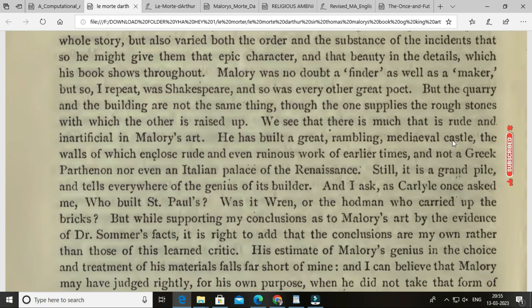He has built a great rambling medieval castle, the wall of which enclosed rude and even ruinous work of earlier times, and not a Greek Parthenon nor even an Italian palace of the Renaissance. Still, it is a grand pile and tells everything of the genius of its builder. And I ask, as Carlyle once asked me, who built St. Paul's? Was it Wren or the hodman who carried up the bricks?